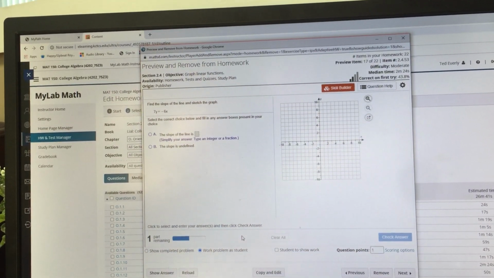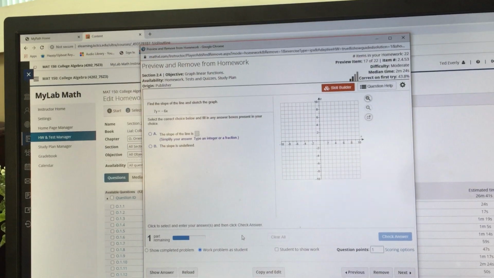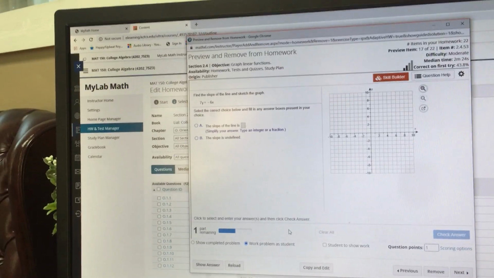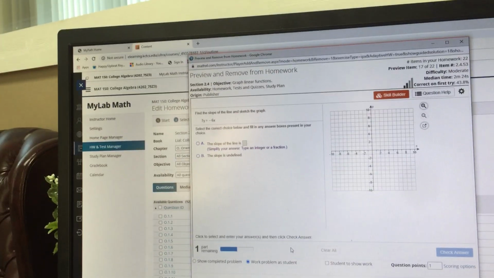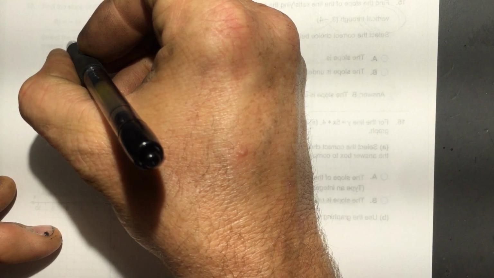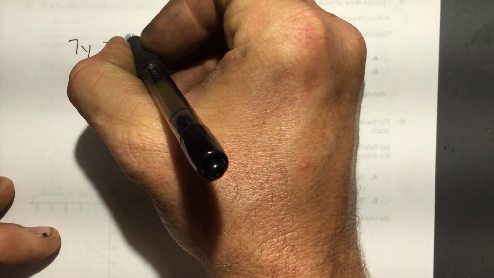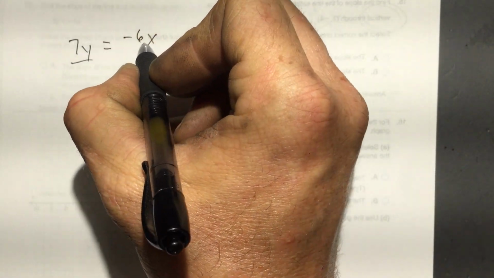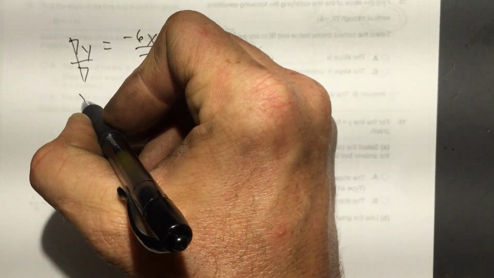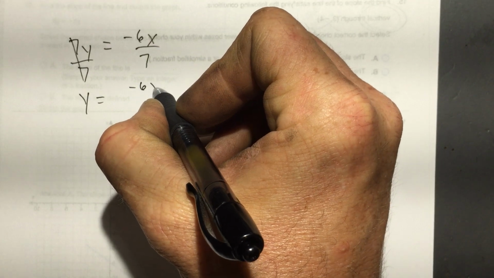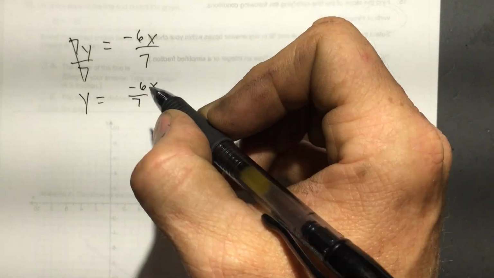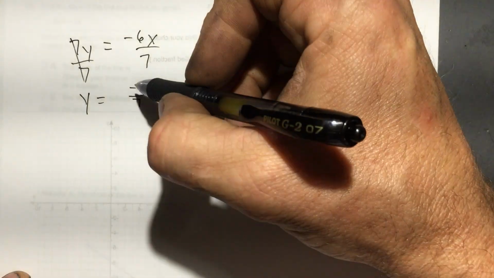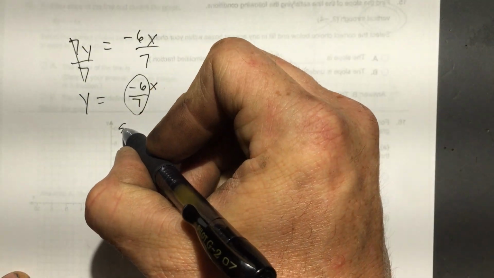All right. Now find the slope of this one. Okay. Now we're going to bring this paper back. Let's just do it right here on this paper here, real quick. Do the math work. This is 7y equals negative 6x. Okay, so I'm going to divide both sides by 7, which makes this cancel, and negative 6 over 7x. Okay, which right here, this is my slope.